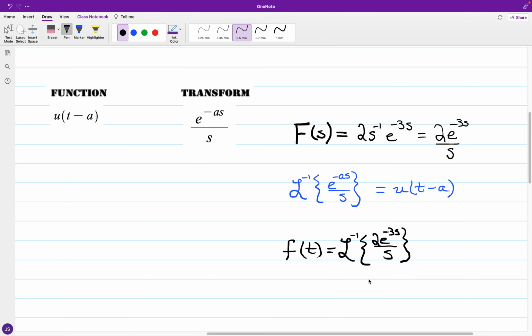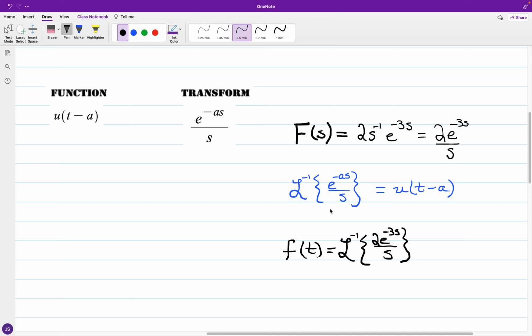Okay, for the remaining item, we have the Laplace transform given as 2 times the reciprocal of s times e to the negative 3s. And out of the transforms, the closest match we have is e to the negative as over s. So reformatting what I have here, I'm going to keep the e to the negative 3s in the numerator. Once I convert to a fraction, s to the negative 1 is going to be the reciprocal of s. Thus I have 2 times e to the negative 3s over s.